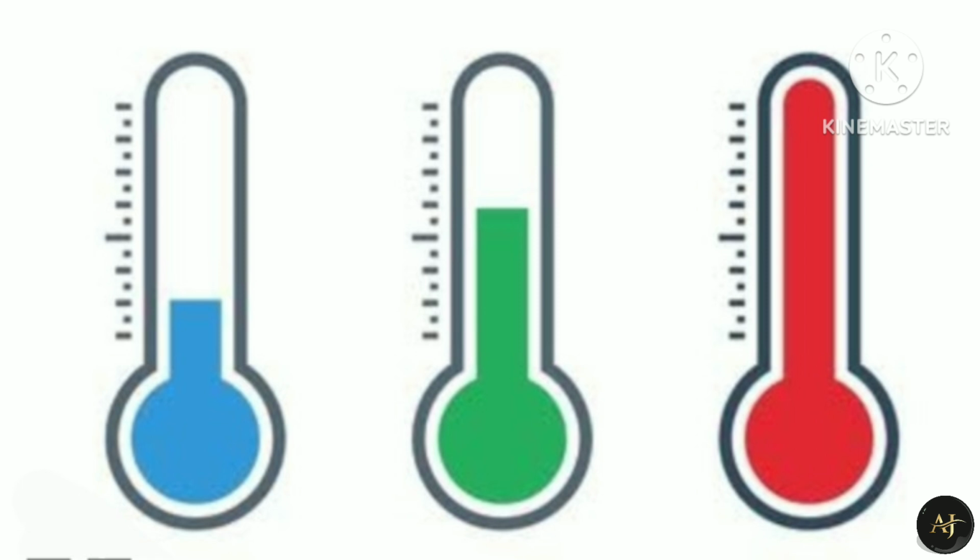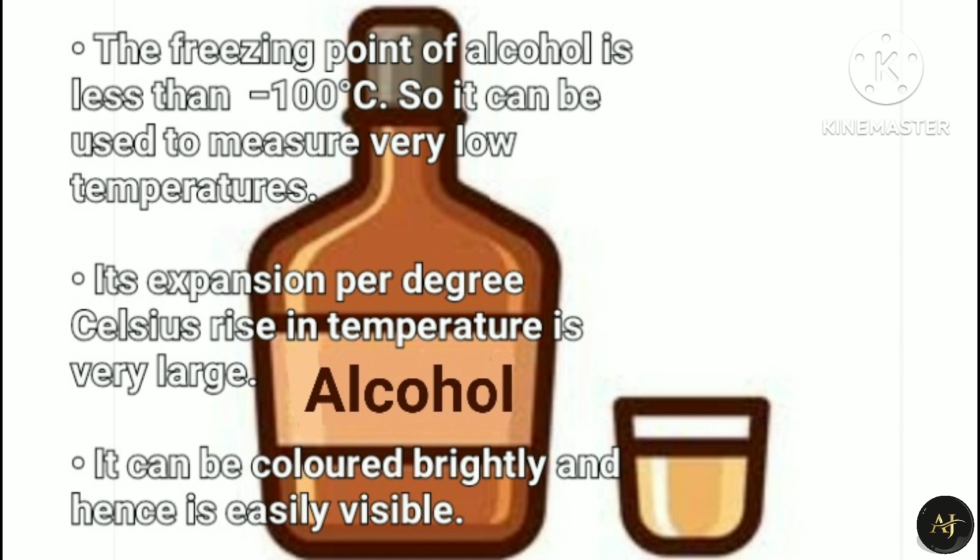Now we are going to see their properties. First, alcohol. The freezing point of alcohol is less than minus 100 degrees Celsius, so it can be used to measure very low temperatures. Its expansion per degree Celsius rise in temperature is very large. It can be colored brightly and hence is easily visible.